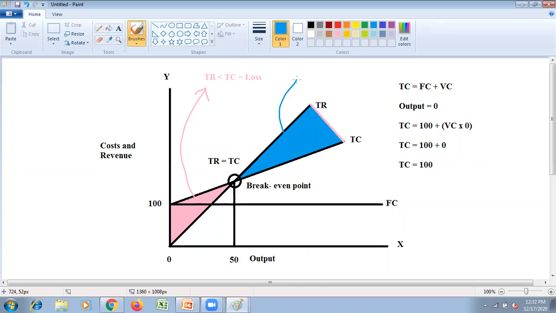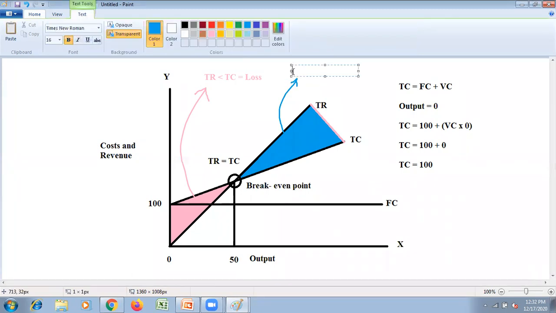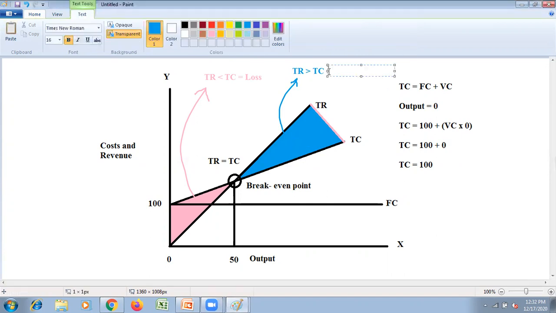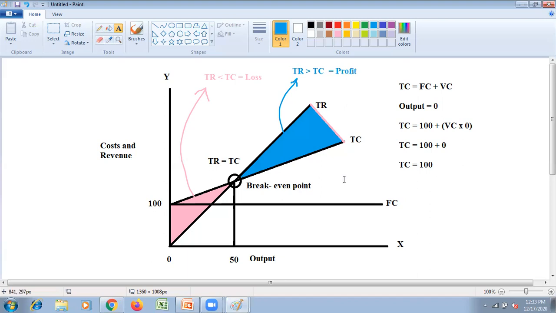Why is it profit? Because in this area total revenue is greater than total cost. Throughout the area, you can see that the total revenue line or curve is greater than the total cost curve. So that's why this is the area of profit. This is profit, and that's why all businesses want to achieve break even early, so that profit will start early, right?